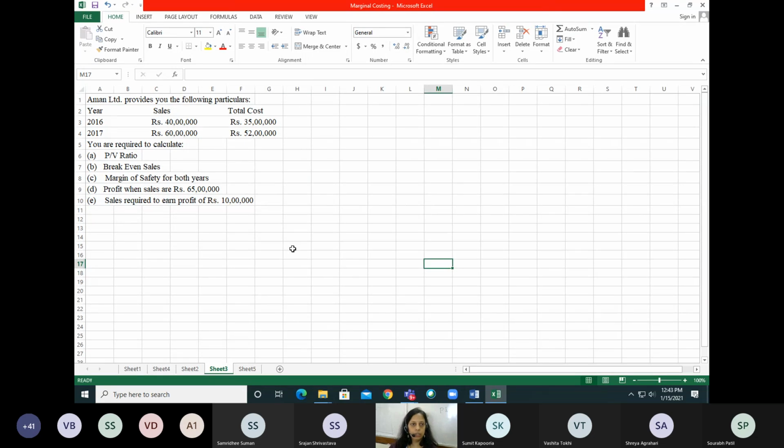So, in this question, Aman Limited provides you the following particulars. Again, they have given data for 2 years, 2016-17. Sales are given and total cost is given and a few questions are asked. Now read the question properly and tell me how you will start the question.